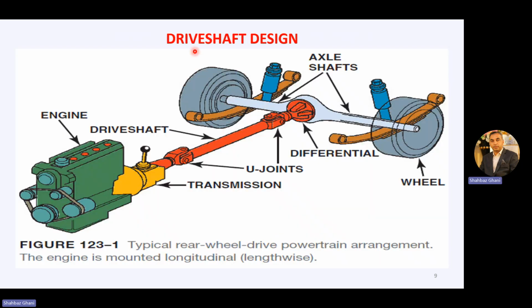Drive shaft design. Same diagram which we have seen: engine, then we have a transmission, then this is the propeller shaft with two U-joints on both ends, then differential, and the axle shaft, differential going to the right and left axle shaft, and then to the wheel.